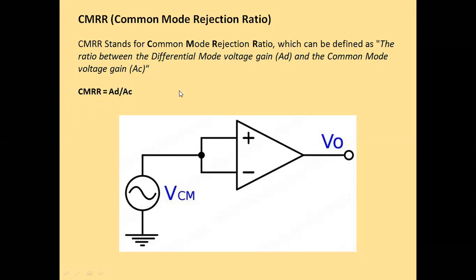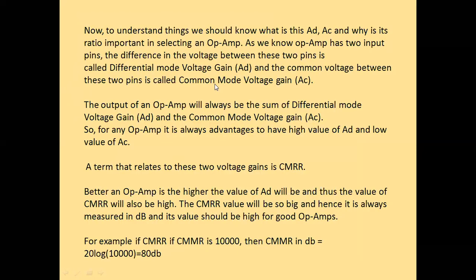Okay. Now to understand things, we should know what AD and AC are and why their ratio is important in selecting an op amp. So now we are clear about what AC is and what AD is. Now the thing is, why are these two important? As we know, an op amp has two input pins.